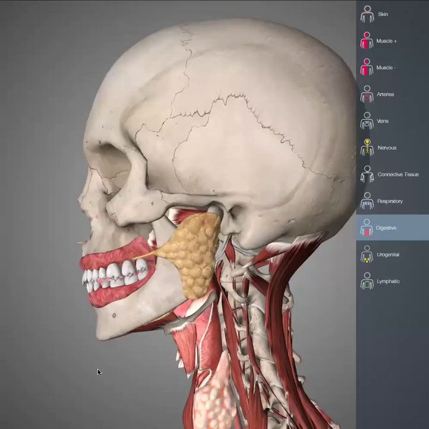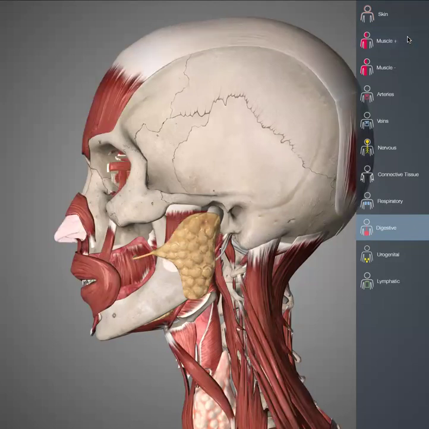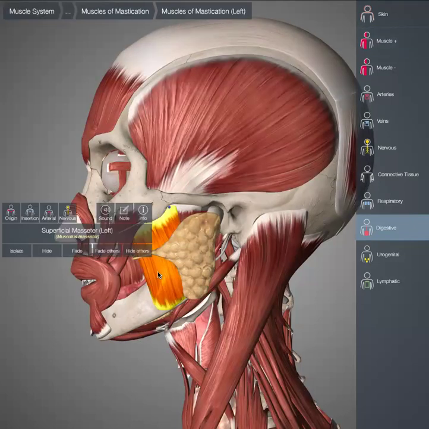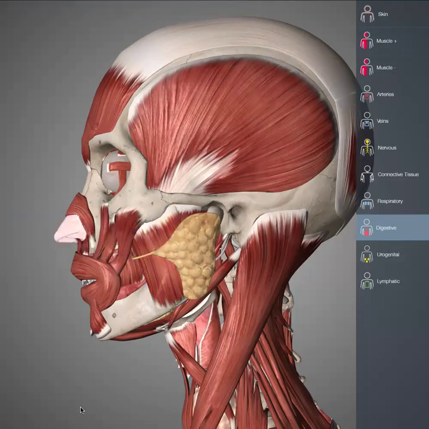The parotid gland is bounded superiorly by the zygomatic arch, inferiorly by the border of the mandible, anteriorly by the masseteric muscle, you can see here, and posteriorly by the external ear and the sternocleidomastoid muscle. So again, we said it's bilateral on the face.